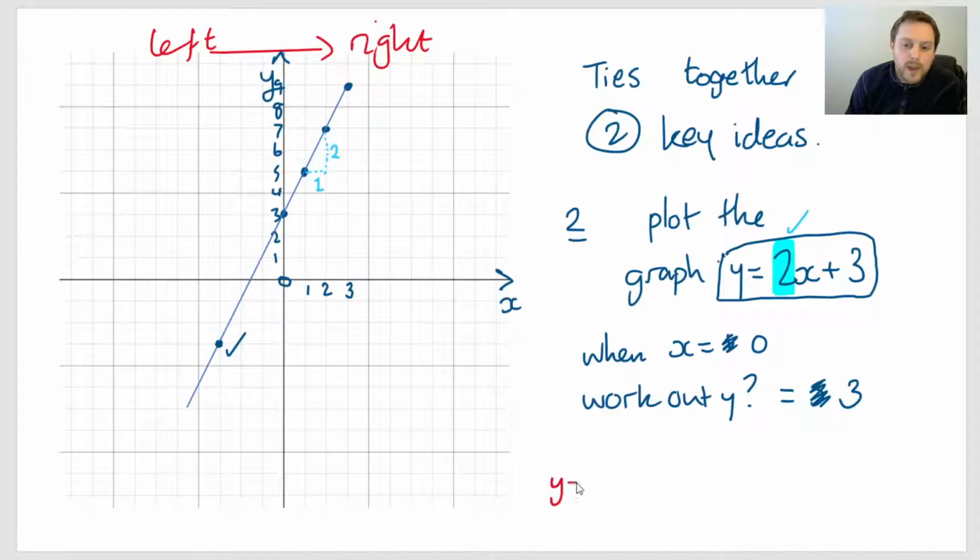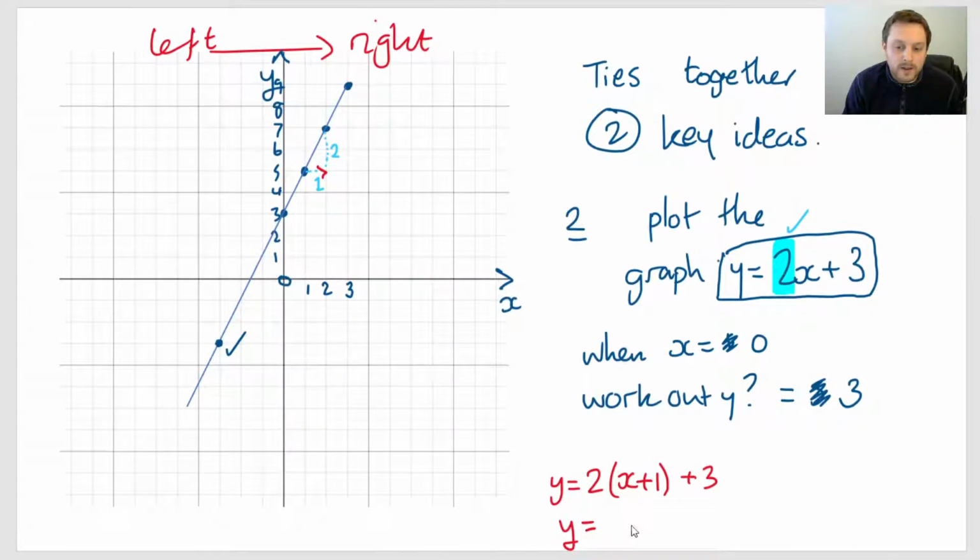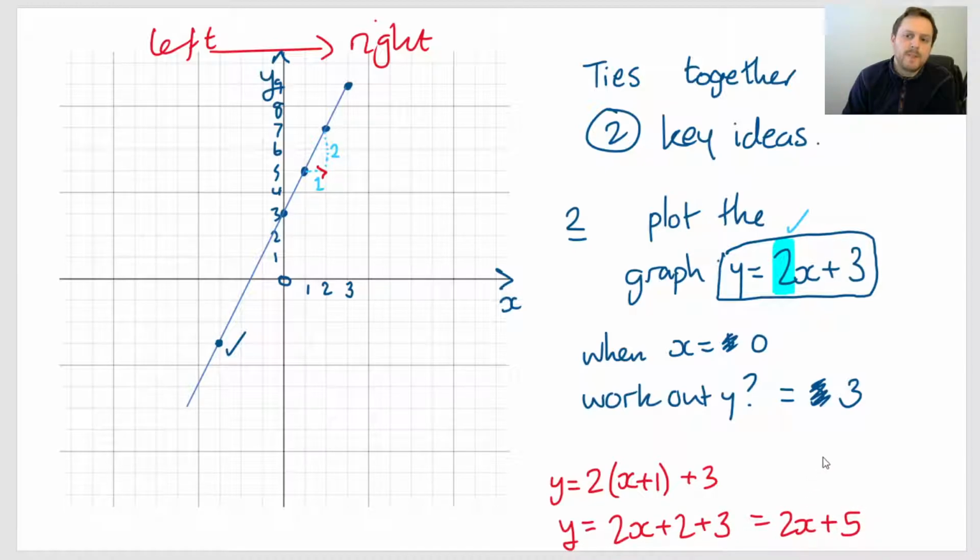If I replace x with x plus 1, so this is where x has gone up by 1, the question is how much bigger has y gotten? Well, this is 2x add 2 add 3, which could be rewritten as 2x add 5. Do you see how y was originally 2x add 3, but then we added 1 to x, and now y is 2x add 5? That's 2 bigger than it was. This is 2 more after we made x be 1 more.